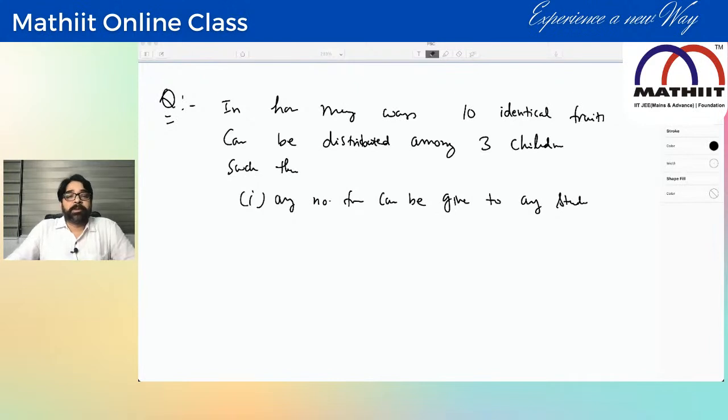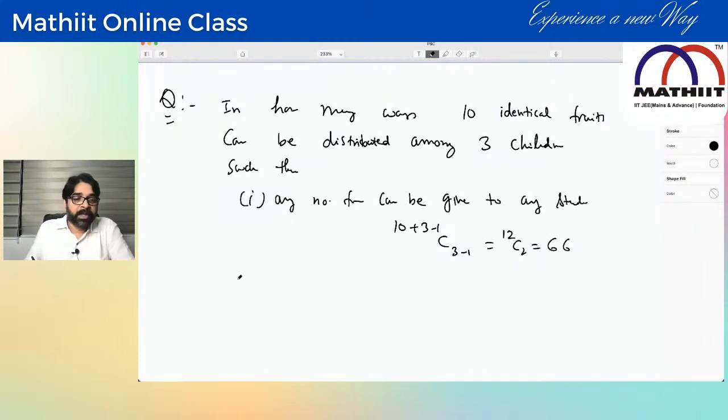Ten identical fruits I want to distribute among three children so that any number of fruits can be given to any child. We have to distribute into three groups, empty groups allowed. That's all. Answer fast. It's a damn simple question. You just have to apply the formula, nothing else. Got everyone? Yes, very simple. We have (10 plus 3 minus 1) C (3 minus 1), that means 12 C 2, which is 12 times 11 by 2, so 66 will be the answer.